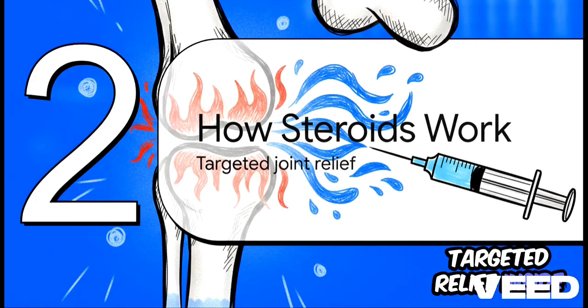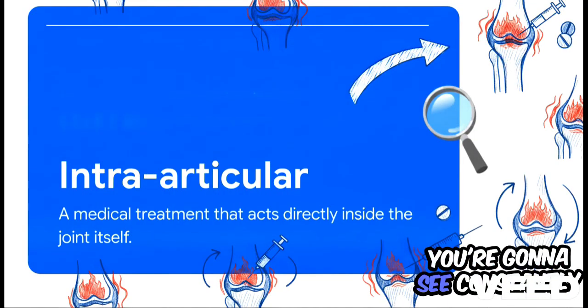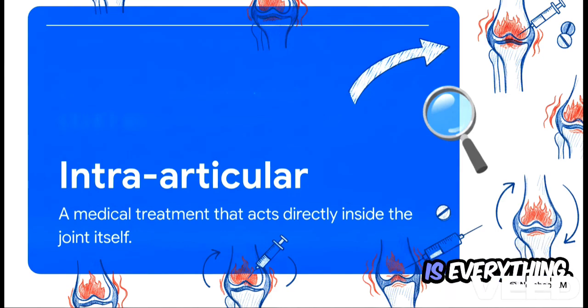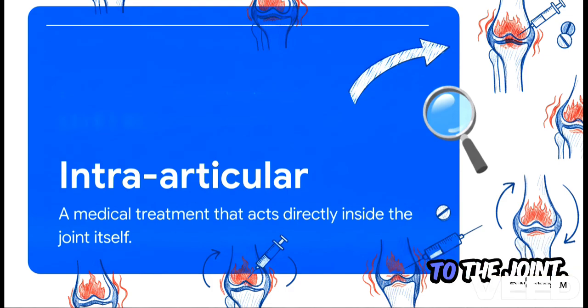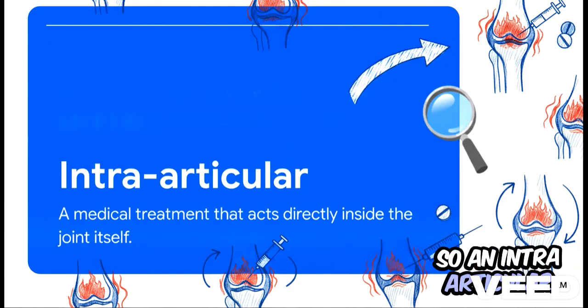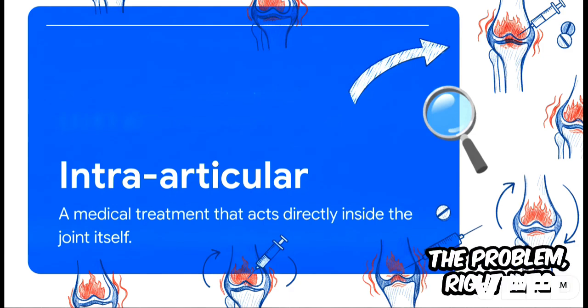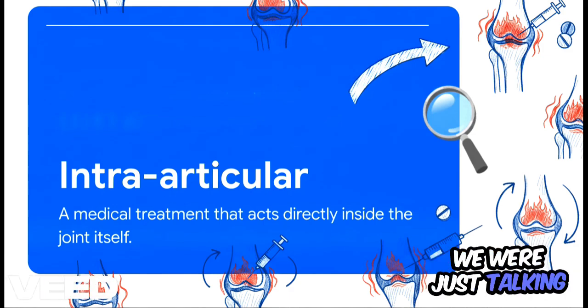Section 2. How steroid injections work. Targeted relief inside the joint. First up, let's demystify a medical term you're going to see constantly in the literature: intra-articular. In medicine, precision is everything. Intra basically means inside, and articular refers to the joint. So an intra-articular injection isn't like swallowing a pill that circulates through your entire bloodstream and affects your whole body. Nope, it is a highly localized, targeted strike. The medicine is delivered exactly to the site of the problem, right into the specific joint that's suffering from all that friction and inflammation we were just talking about.